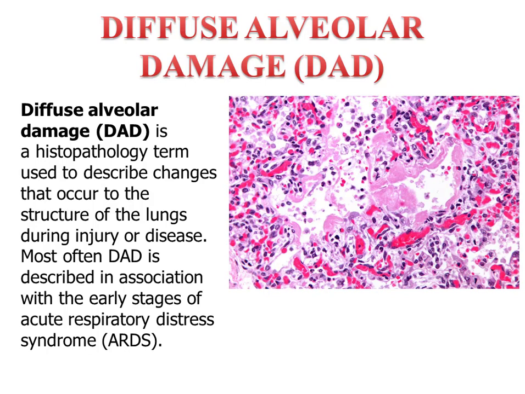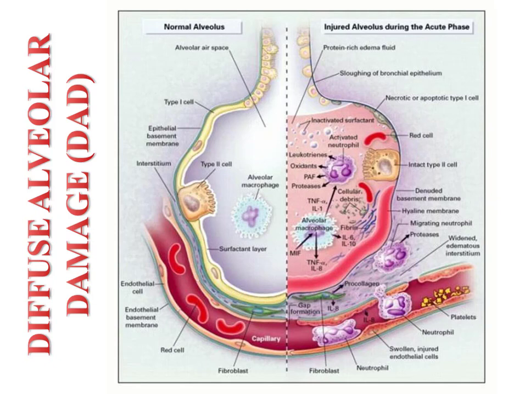And on this small microphotograph, a picture of diffuse alveolar damage is presented. On this schematic diagram, on the left side, there is the normal alveolus and the normal interaction between the blood and the alveolus and the air inside. While on the right side, those are the typical schematic manifestations of diffuse alveolar damage. So that is the injured alveolus during the acute phase of DAD, or acute respiratory distress syndrome.